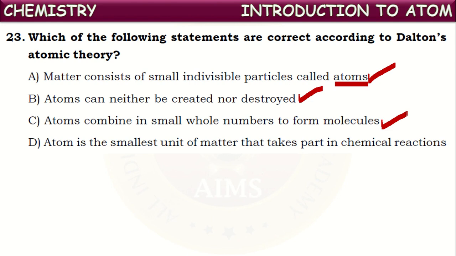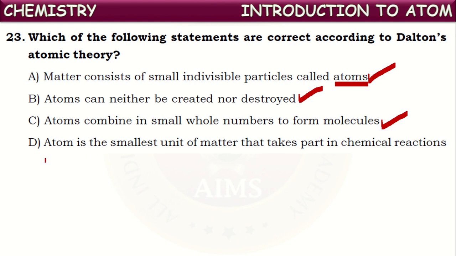What is happening in the polymers? Atoms are combining in the large whole numbers, not one or two. A very big number of atoms are combining together to form long chain molecules. So this is contradictory to Dalton's atomic theory proposal, that is, atoms are combining only in the small whole numbers he considered. So here the statement is given which is correct according to Dalton's theory.